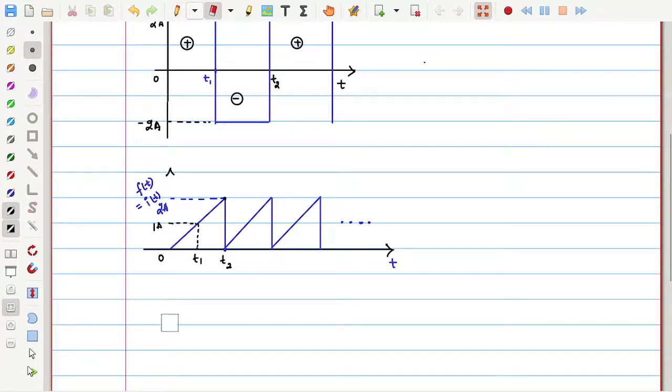And like this, let me introduce some more waveforms.